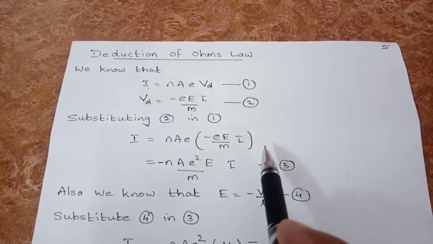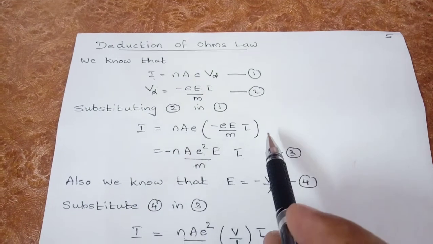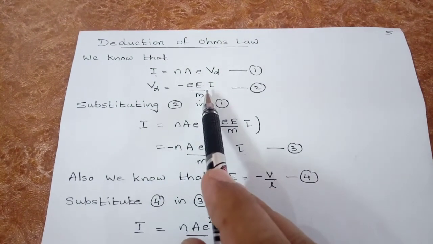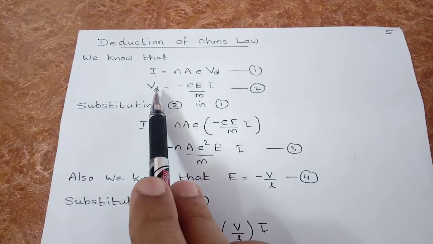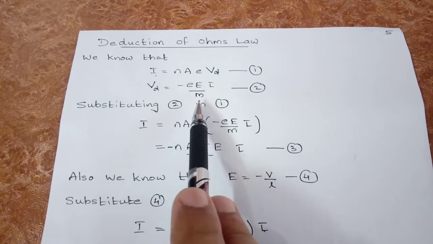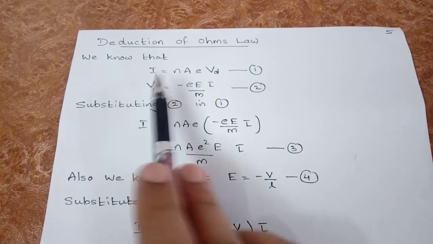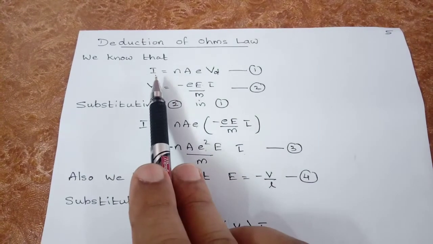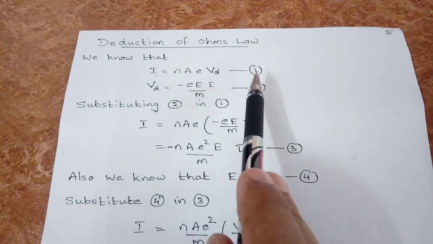The next topic we have to study is Ohm's law, or the deduction of Ohm's law. So far we studied about drift velocity and electric current. The drift velocity equation we derived: Vd is equal to minus eE by m into tau. The electric current equation we also derived: I is equal to nAeVd. So I is equal to nAeVd, that I am going to take as equation number 1.